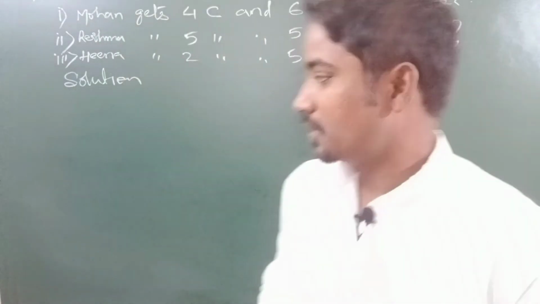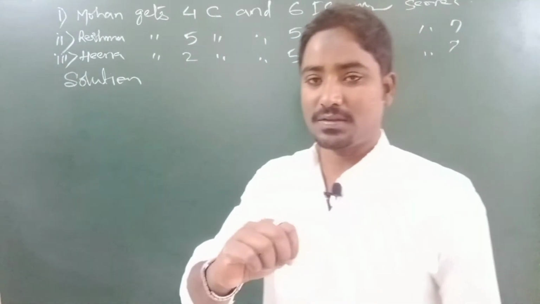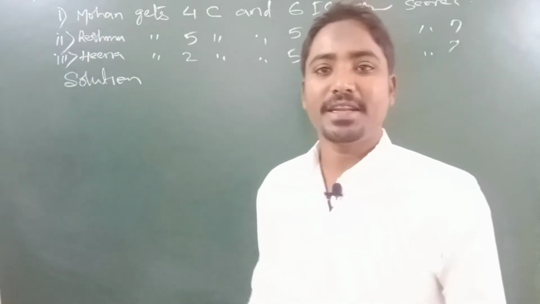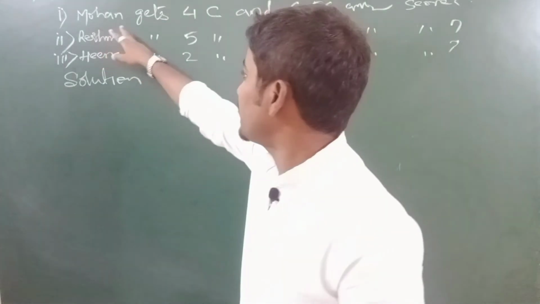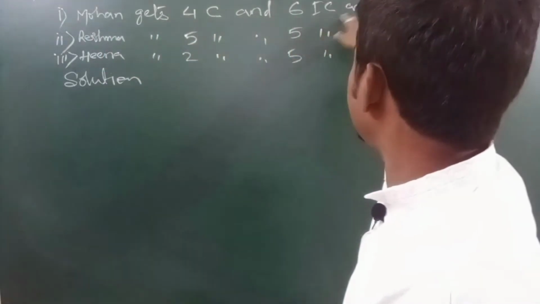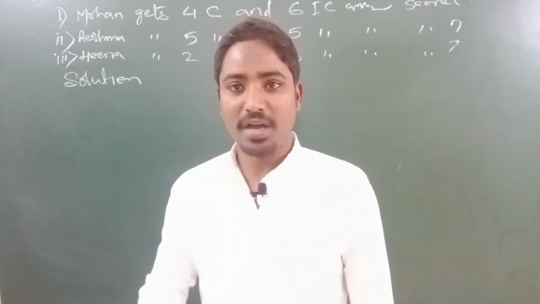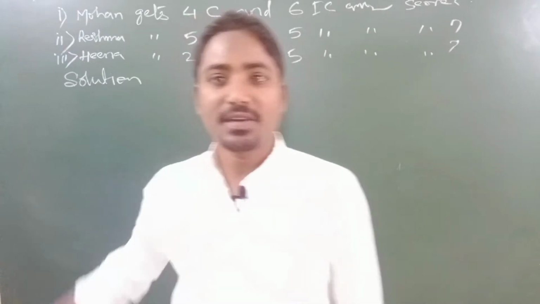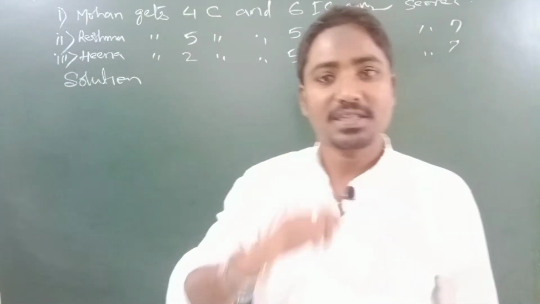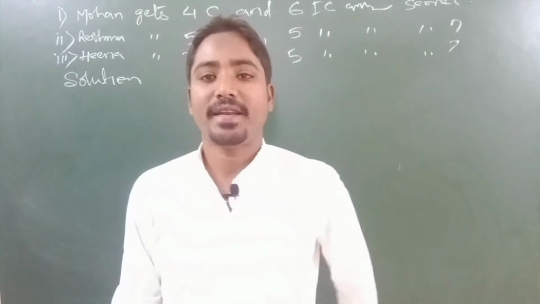Now this question is asking in 3 segments, about 3 students. These 3 students are attending that class test, and it is asking that Mohan is getting 4 correct and 6 incorrect answers. Means Mohan is a participant attending this class test, giving 4 correct answers and 6 incorrect answers. So the question is asking what is his final score.